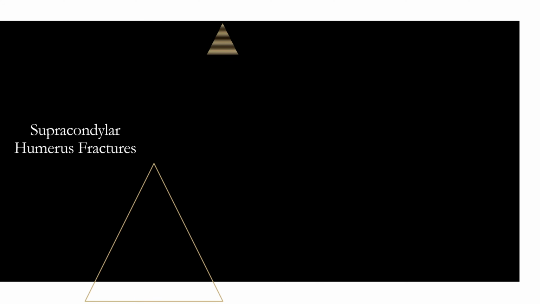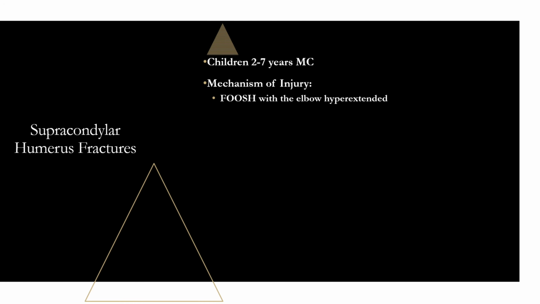Let's move on to our supracondylar humerus fractures. So supracondylar, the fractures of the distal humerus. Children 2 to 7 years is going to be your most common. So this is most frequently going to occur in children between 2 and 7 years of age. So be looking for a child in the vignette. Supracondylar fractures are actually the most common pediatric elbow fracture. As far as the mechanism of injury, this is the first time we're going to talk about this, but FOOSH, you're going to hear this a lot. FOOSH with elbow hyperextended.